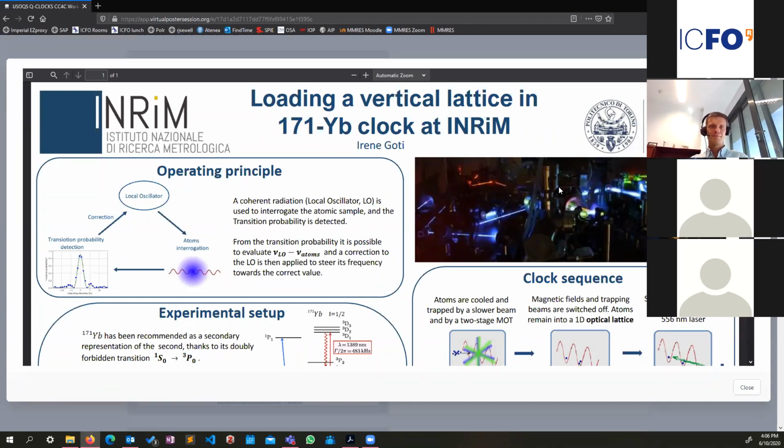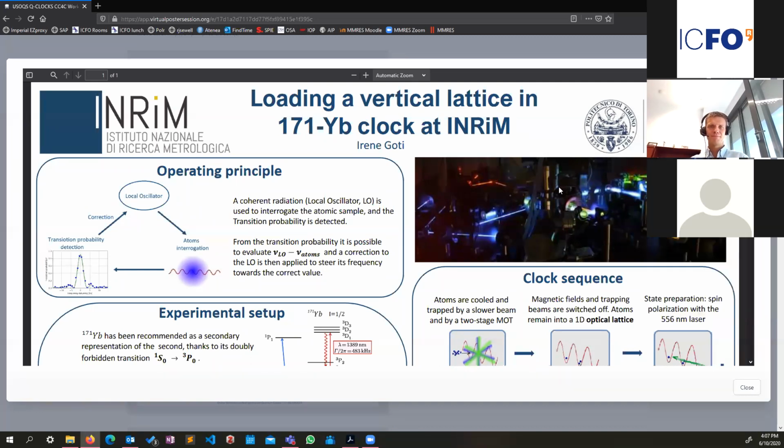So with our clock, it is possible to measure the absolute frequency of the Ytterbium clock transition. And so far, the contribution to the accuracy budget given by our Ytterbium lattice clock is about 3 × 10⁻¹⁷. The aim now is to improve the clock performances, and in order to do that, we have modified our optical setup to create a vertical lattice. This vertical lattice will allow us to reduce the lattice power without losing the control on the atomic motion.